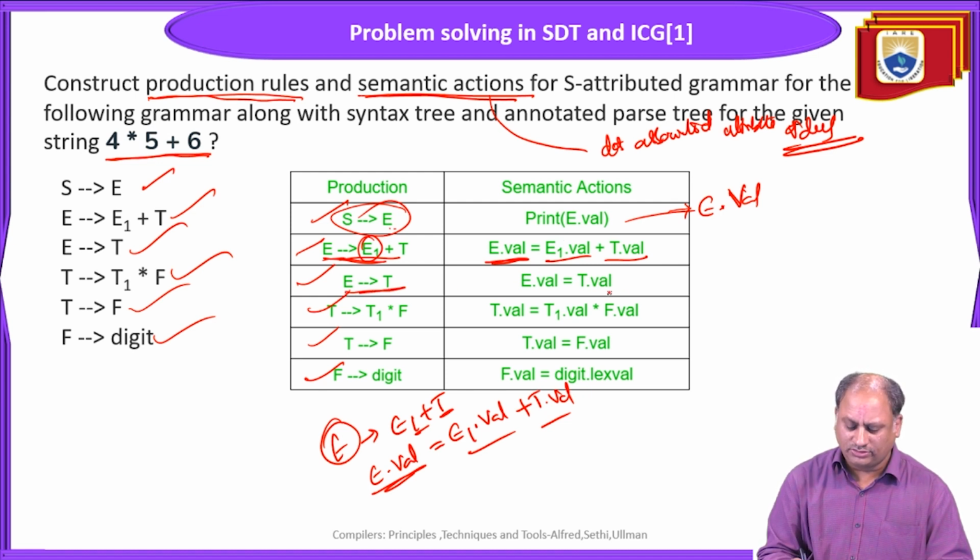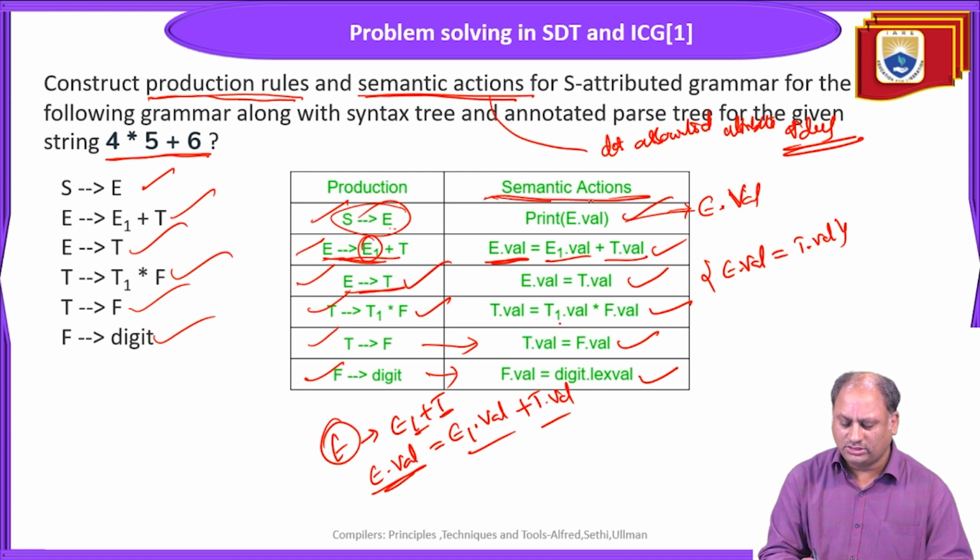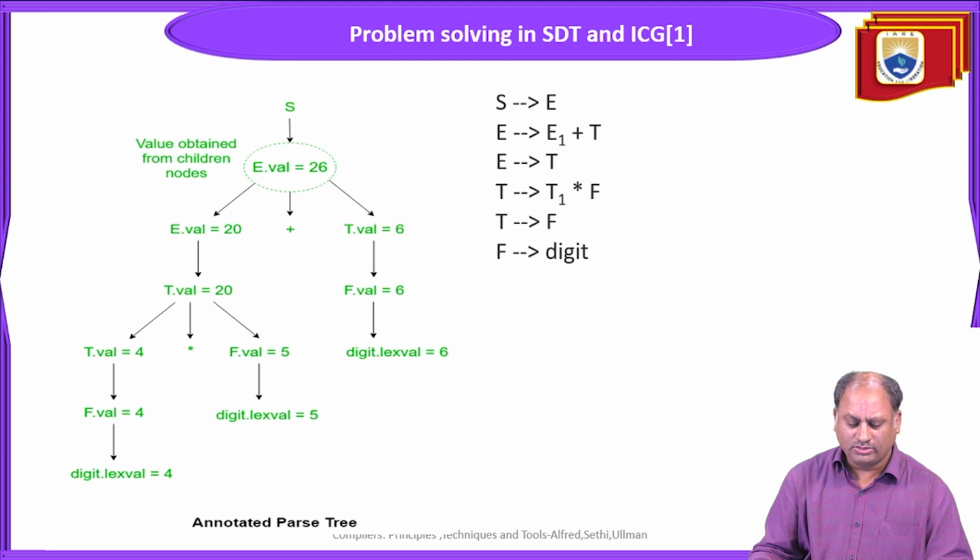Similarly, for E derives T, the semantic action within curly braces can be written as E dot val equals T dot val. For T derives T1 star F, T dot val equals T1 dot val times F dot val. For T derives F, T dot val equals F dot val. And F dot val equals digit dot lex value. Like this we represent semantic actions for each corresponding production. After writing this, we are going to evaluate the given expression.